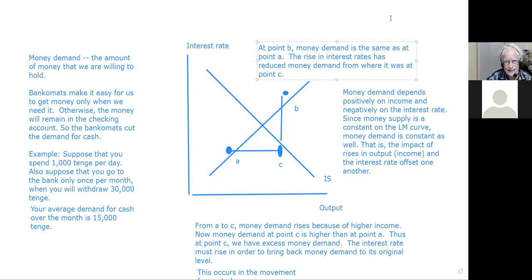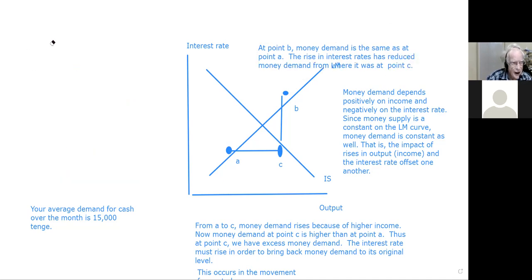Okay, so far. So in short, money demand equals money supply. Supply is constant all along the LM curve.